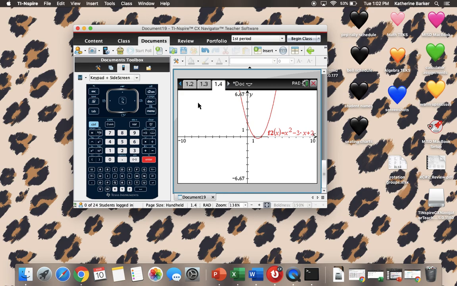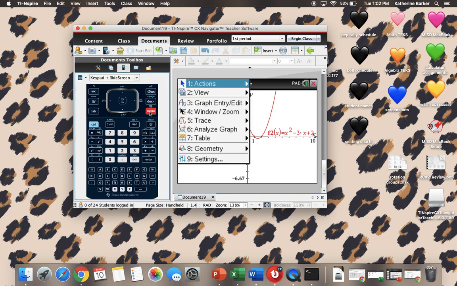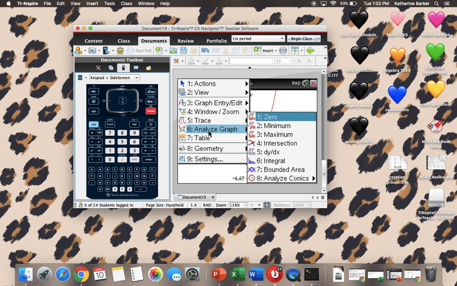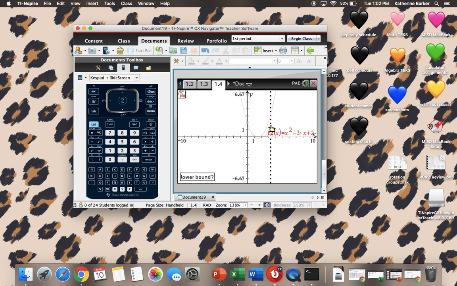So first things first, let's look at our vertex. So you go to menu, just like anytime you want to find something. We're going to analyze our graph because that's what we're doing. And when we look back at our graph, it is a minimum. So we need to know whether it's a maximum or minimum. Remember, minimum is like bottom of the ocean. Maximum is top of the hill. This is the minimum, so I'm going to click minimum.